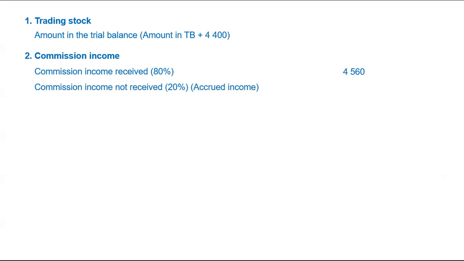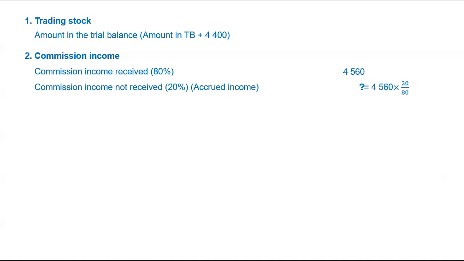The missing 20% is what we call accrued income, which is an asset. It will be recorded in trade and other receivables. Now, to get that, we are simply going to take the 4,560, multiply by what we want. We want the accrued part, which is the 20%, divide by what you have, which is the 80%, which is the commission income that was received. And when we do that, it will give us what is outstanding, what we have not yet received.